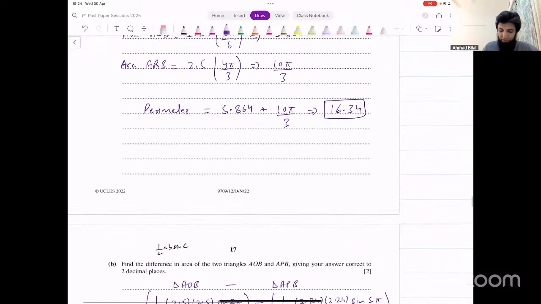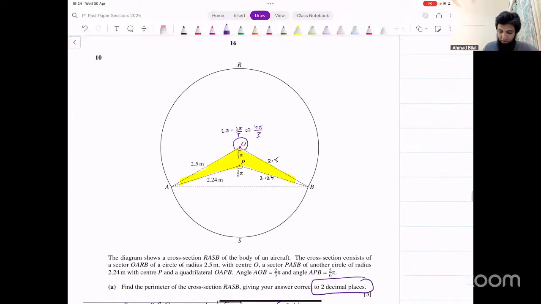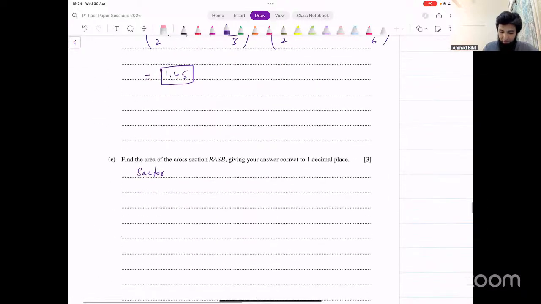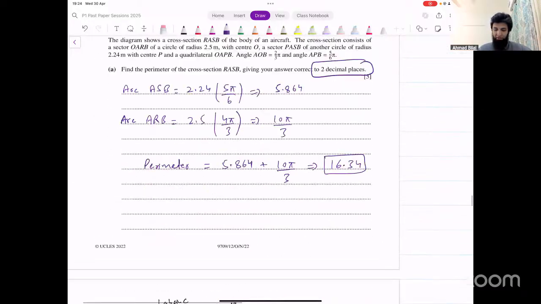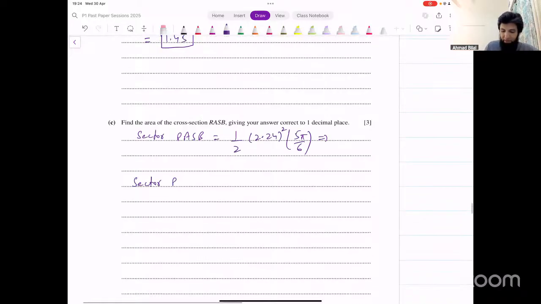Area of the smaller sector, the one below, that's PASB. Half r squared theta, radius is 2.24 into theta, that is 5 pi/6, and there's a square on top of this. And that will give you the area of the smaller sector, half r squared theta. You can see what that is. Evaluate this and see what you get from that. Then you find the area of the other sector.